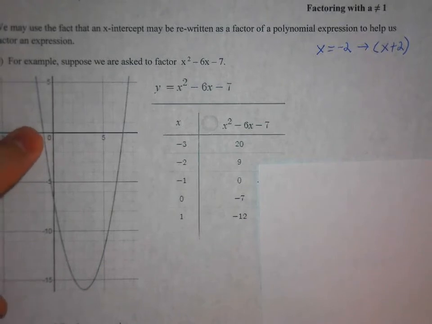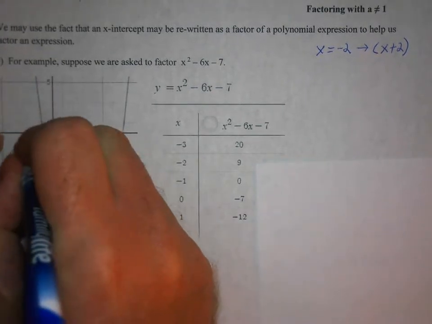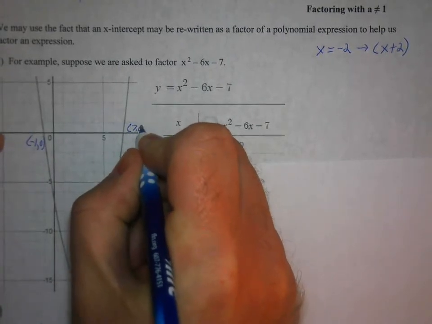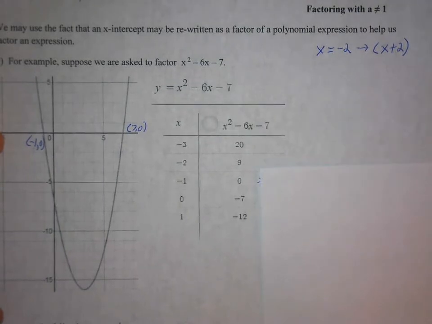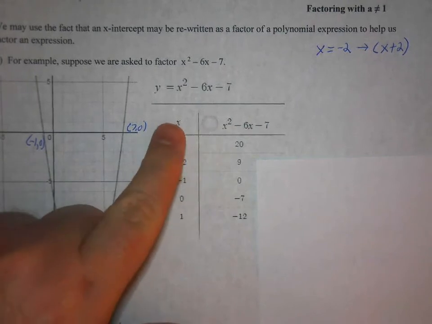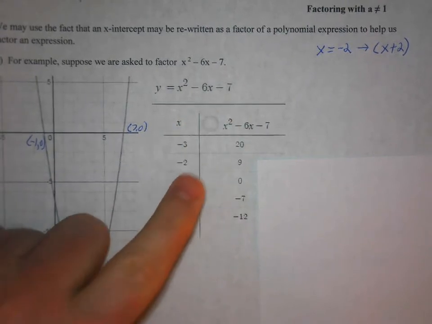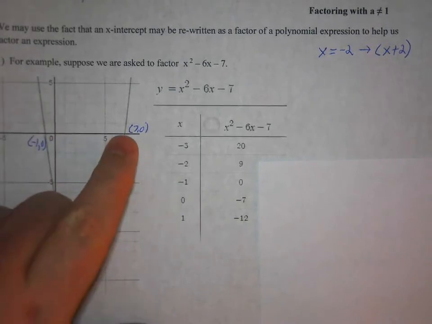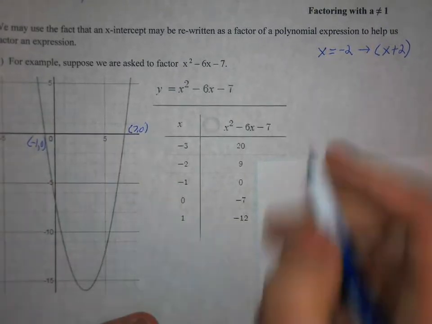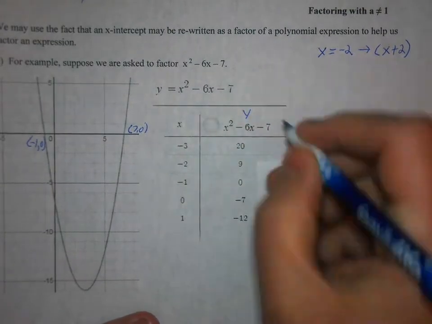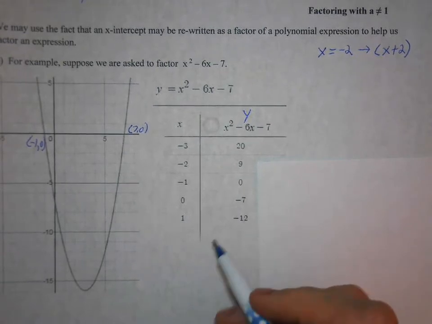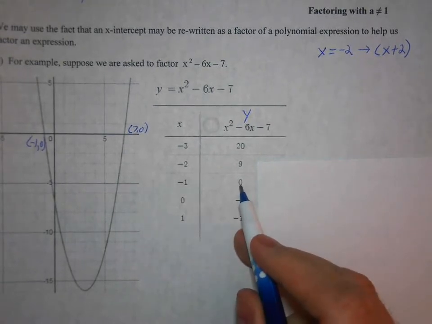So if we have our x-intercepts here, this is (-1, 0), and over here is (7, 0). So those are our two x-intercepts. With the table, with x and y in our table, notice that when you're on the x-axis, so at (-1, 0) and (7, 0), that means that your y value is 0. So in a table, what you're looking for to find an x-intercept is for a y value to be 0.